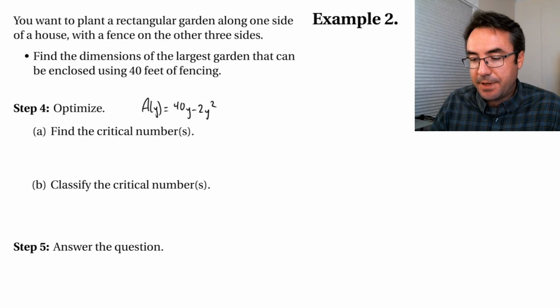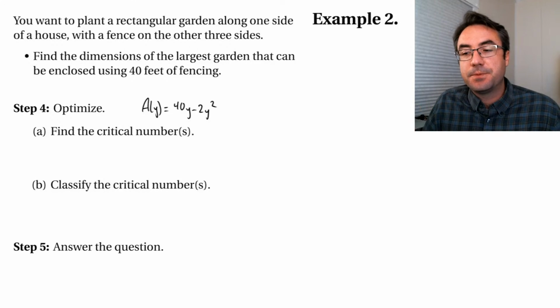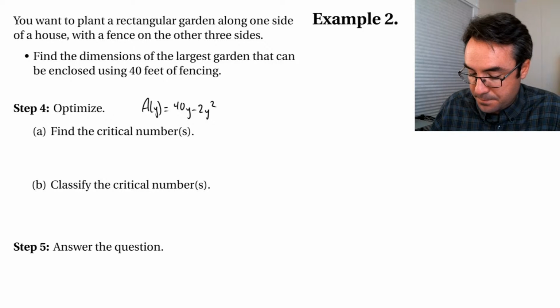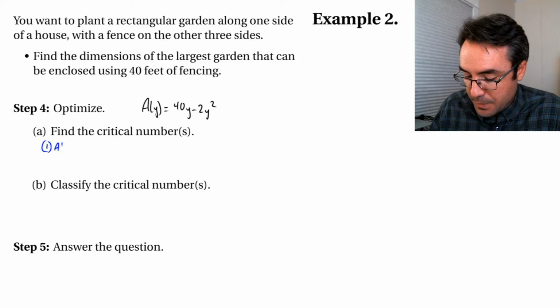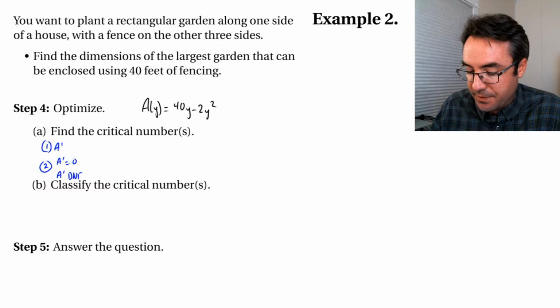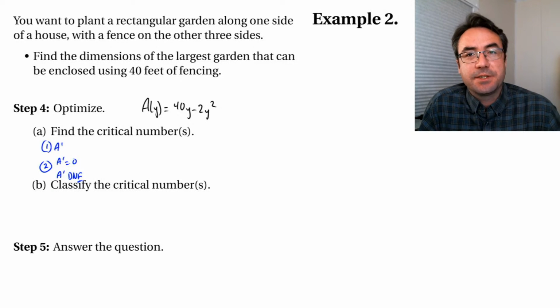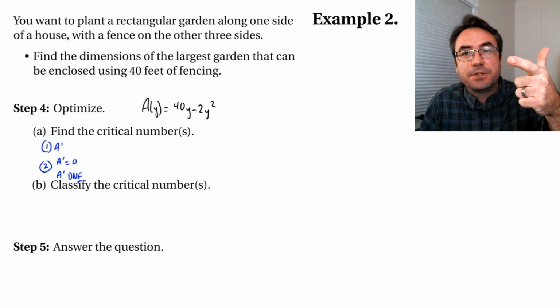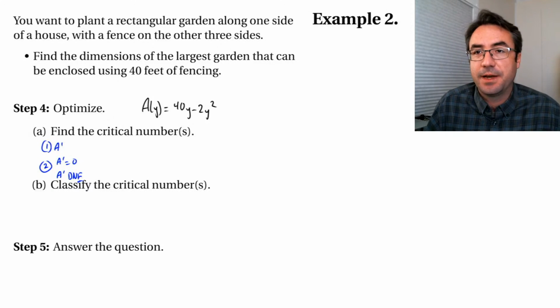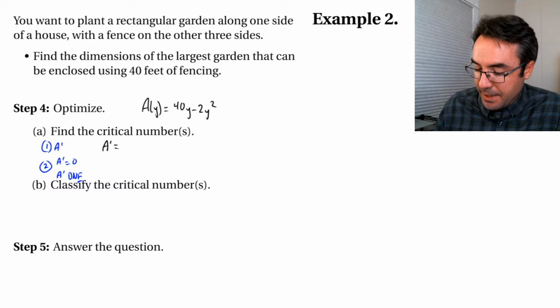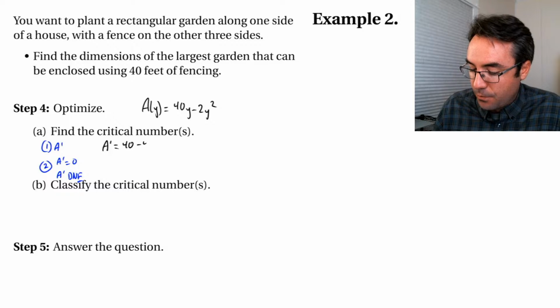All right, so let's calculate our critical numbers. We just want to get our derivative. And then we're going to set our derivative equal to 0 and look for where our derivative is undefined. So usual critical number process: derivative, set the derivative equal to 0, look for where the derivative is undefined. All right, so let's get A prime, our derivative, and it's 40 minus 4y.